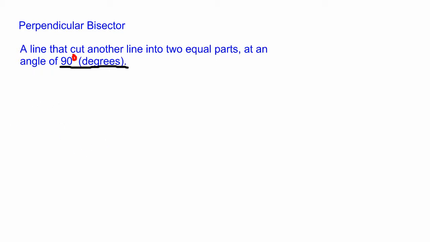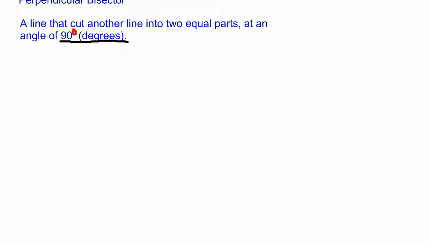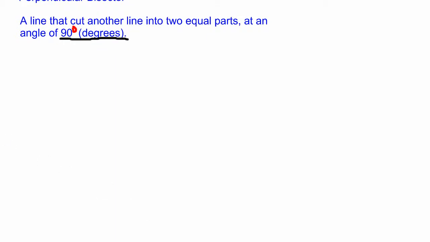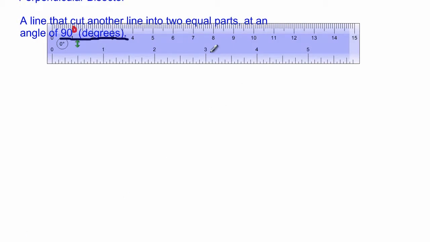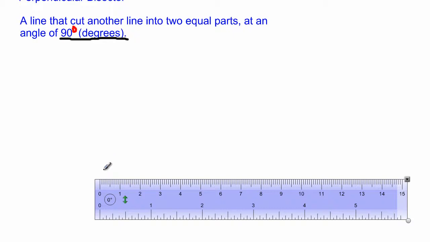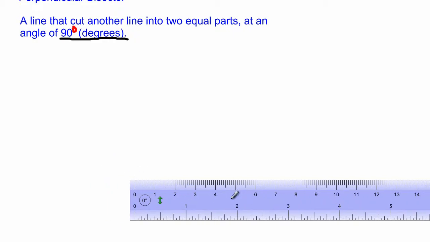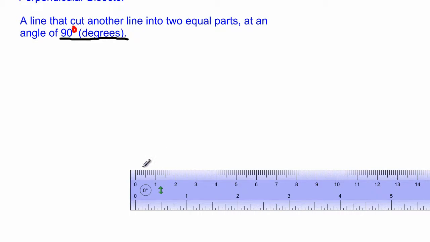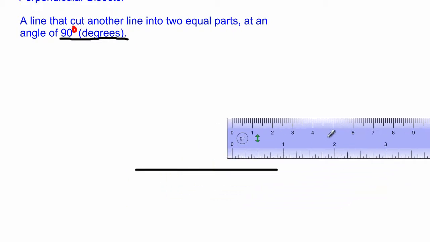Now let me just pull this down a bit because we're going to need a little bit more space. All right, so first I'm going to take out my rule. Here's my rule. Now I'm going to draw a line segment, let's say 7 centimeters. So starting from 0 and going straight up to 7. Okay, so that's my line segment, 7 centimeters.